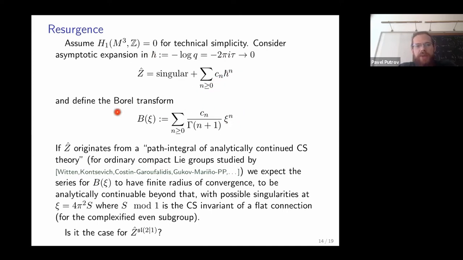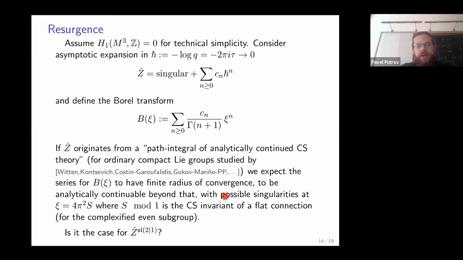And then we can define a Borel transform as the following: a series in Xi, where we divide the coefficient by gamma of n plus one. General knowledge tells us that if this Z hat, for which we consider this expansion, originated from some sort of path integral of analytically continued Chern-Simons theory, then we expect some nice properties of this Borel transform. Even though these are asymptotic expansions in general, this Borel transform series should have a finite radius of convergence, and moreover one should be able to analytically continue it beyond this radius of convergence.